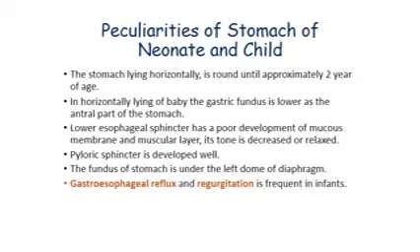Other peculiarities is that the stomach lies horizontally in the infancy and neonatal period. It is round until approximately 2 years of age. Lying horizontally, it means that there is a possibility of spillage of the stomach content backward into the esophagus. In a horizontally lying baby, the gastric fundus is as low as the antral part of the stomach. Most of the babies are lying horizontally in bed or in their mother's lap.